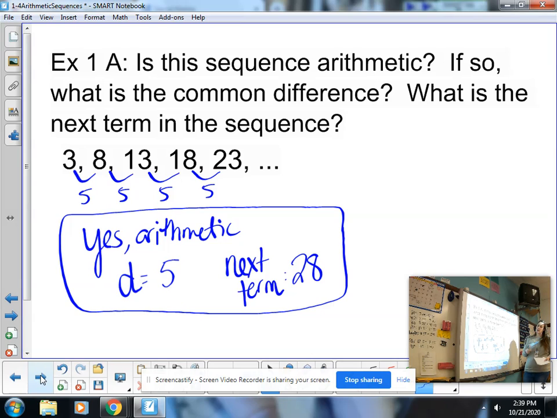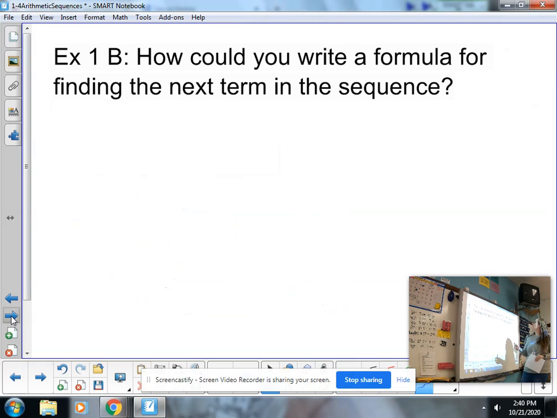So now we're going to expand on this a little bit further. How could you write a formula for finding the next term in the sequence? We're going to be using the same sequence of numbers from part A, but now we're going to find a formula. It doesn't always make sense to have to write every single term, so it's good that we could predict the next one.